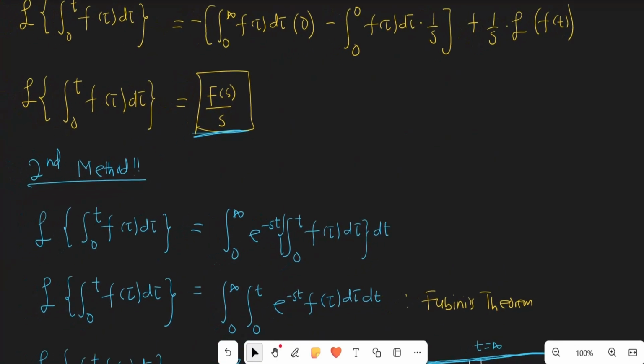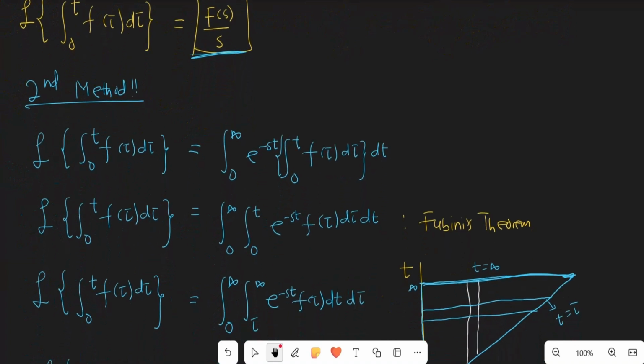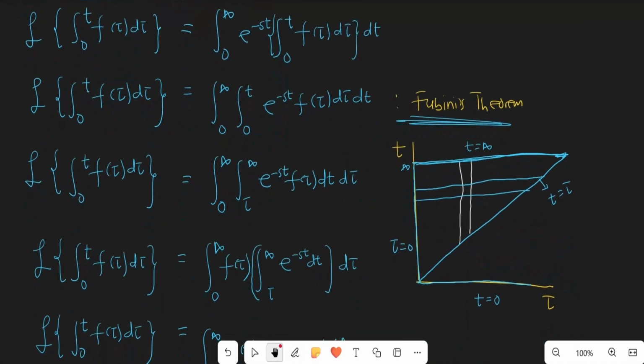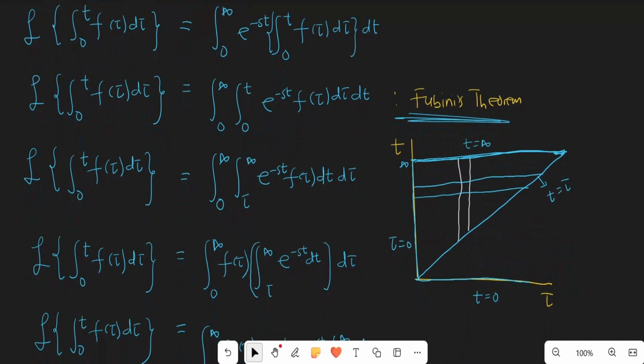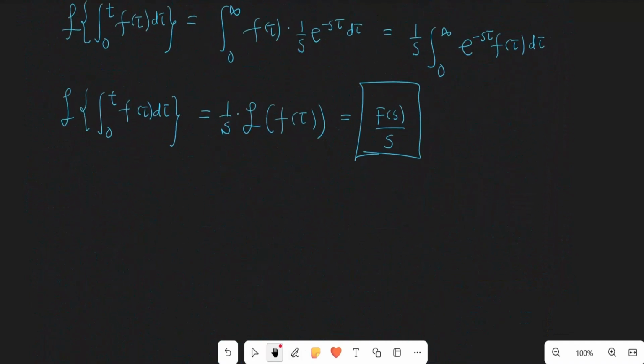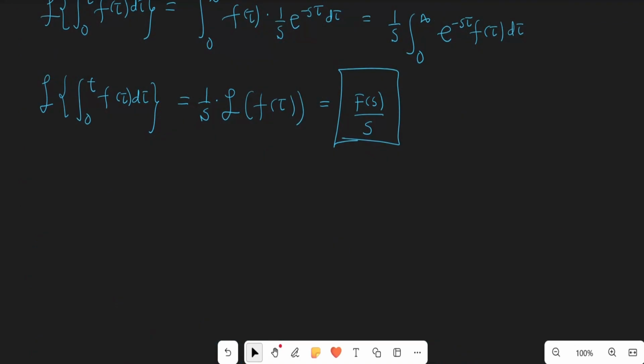So the first one is integration by parts, and the second one is just by switching the limits of integration and modifying the limit. That's what we call Fubini's theorem. So we modify the limits because we want to have a rectangular region over which we are integrating. So this result is cool, right? So it means whenever you are asked to take the Laplace transform of an integral from 0 to t of a certain function, we just have to take the Laplace transform of the function and then we divide by s, and that should be the answer.